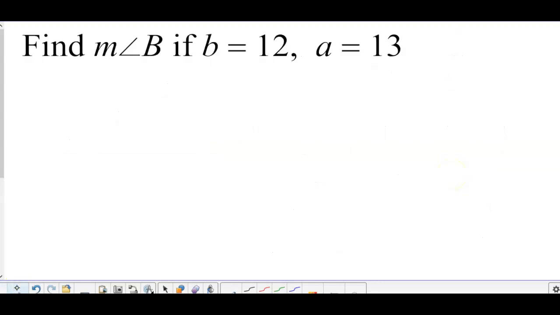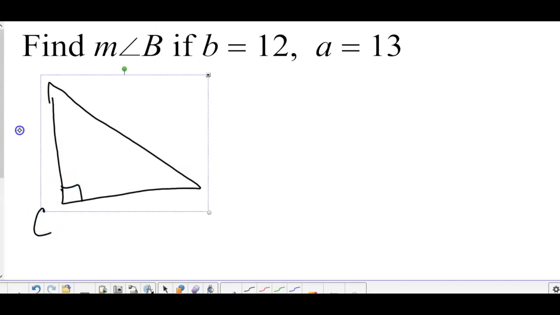One more example for you guys. For this one, they're just giving us the text. So if it helps, go ahead and draw your right triangle. C is your hypotenuse. This is going to be A and B. So find the measure of angle B. So we're going to put our theta down here because we're looking for angle B. If little b equals 12, well, little b is right across from big B. And little a equals 13, so little a is right across from big A, so little a equals 13.